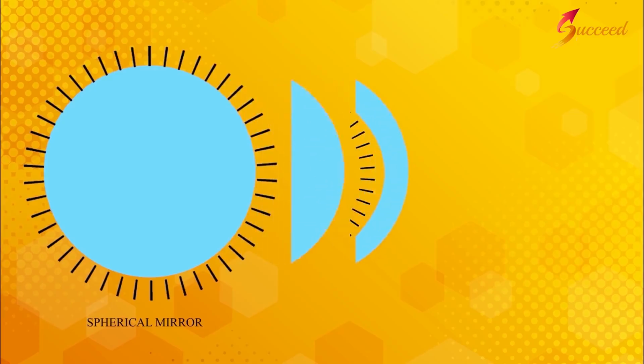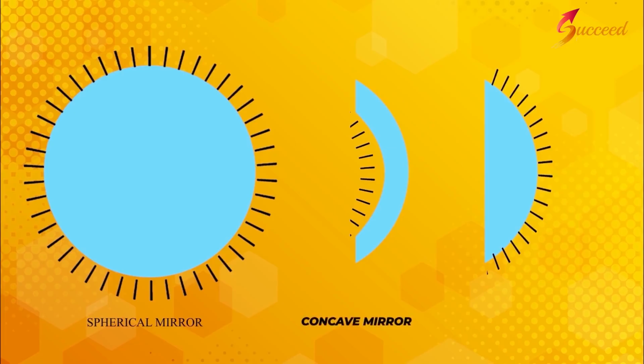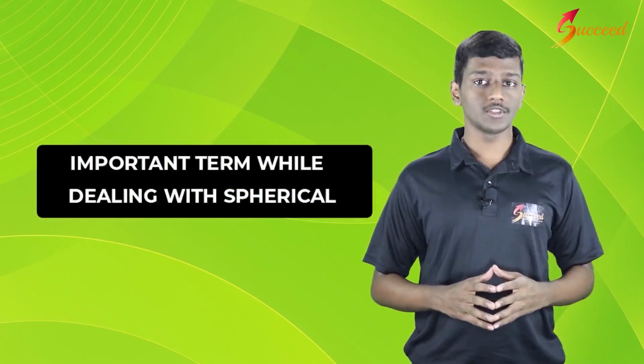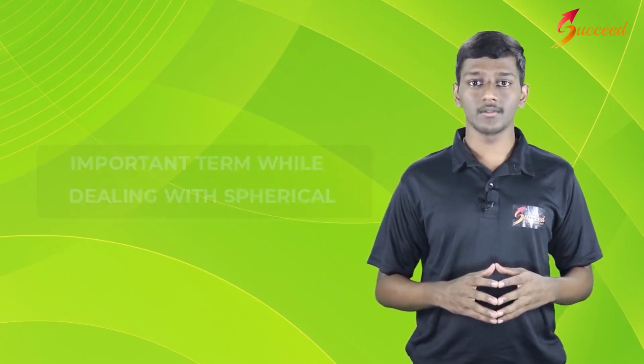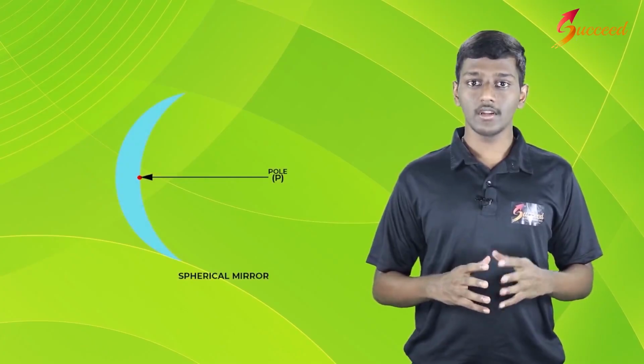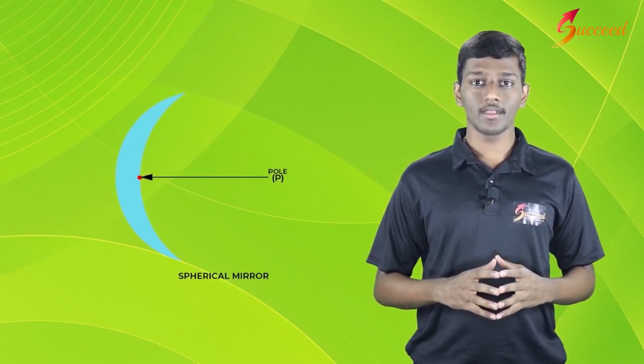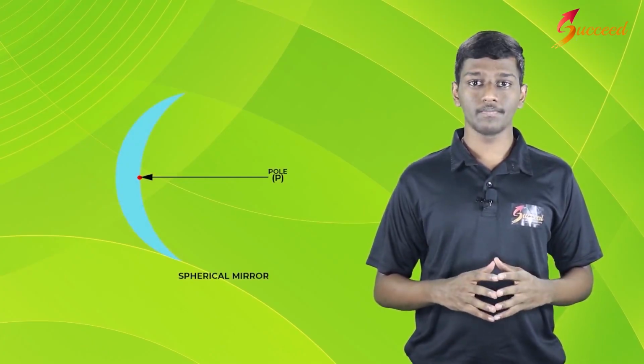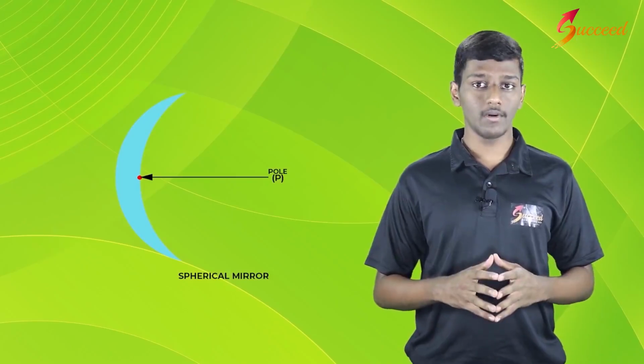The spherical mirror where the reflecting surface is curved inwards and pointing towards the center is called the concave mirror. When the reflecting surface is curved outwards, it is called a convex mirror. Now let us learn some of the important terms while dealing with spherical mirrors. The center of the spherical mirror is called the pole. It is inside the mirror and it is represented by capital letter P.